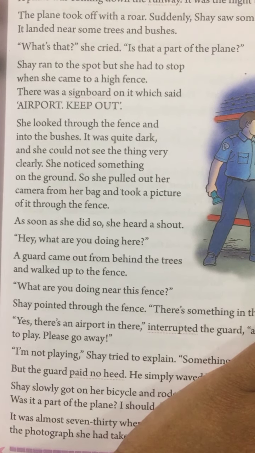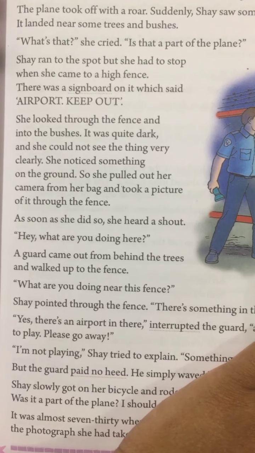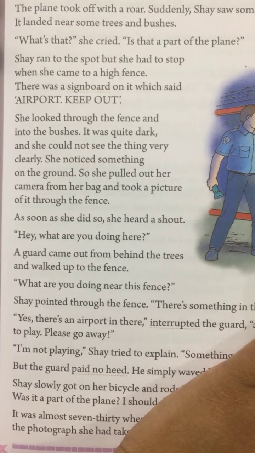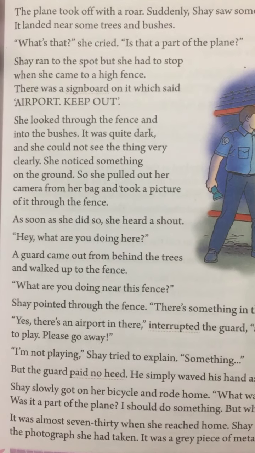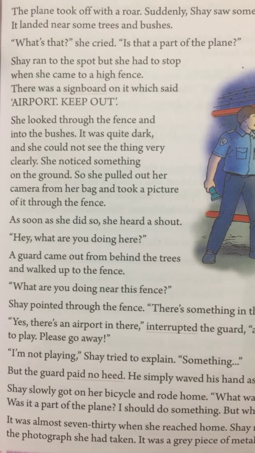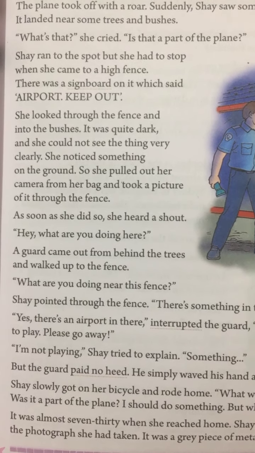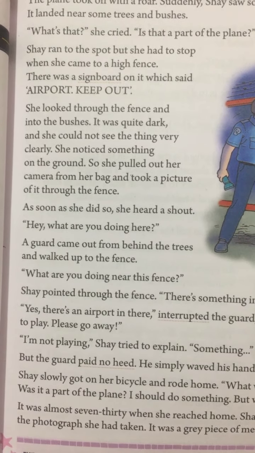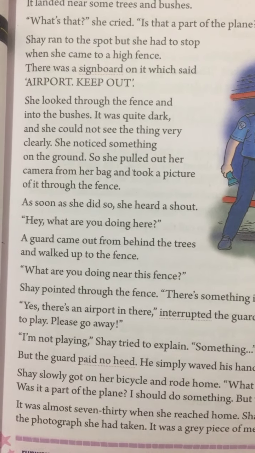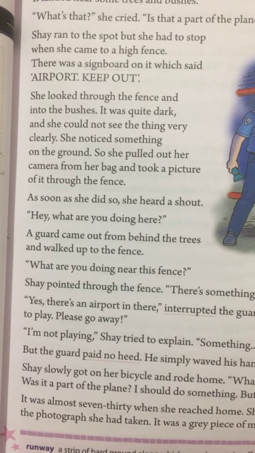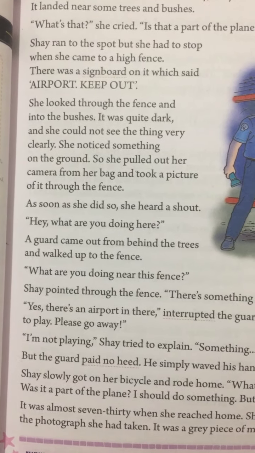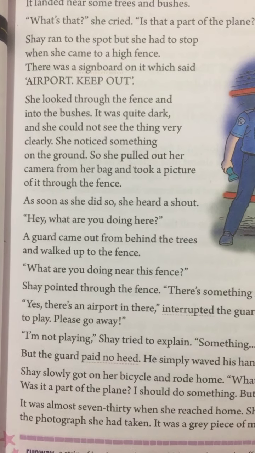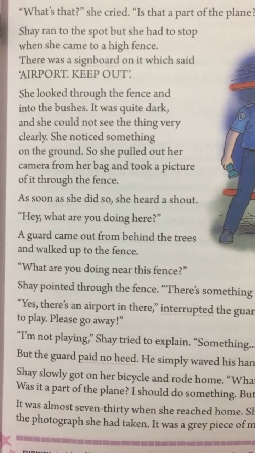And she was crying, or she was asking loudly, "What's that?" She was anxious if it was a part of a plane. She ran to the spot, but she had to stop there. Why? There was a boundary there. A high fence was there on the airport boundary. Okay, and there was a signboard on it. What was written on the signboard? "Airport, keep out." You have to keep out because it's an airport.